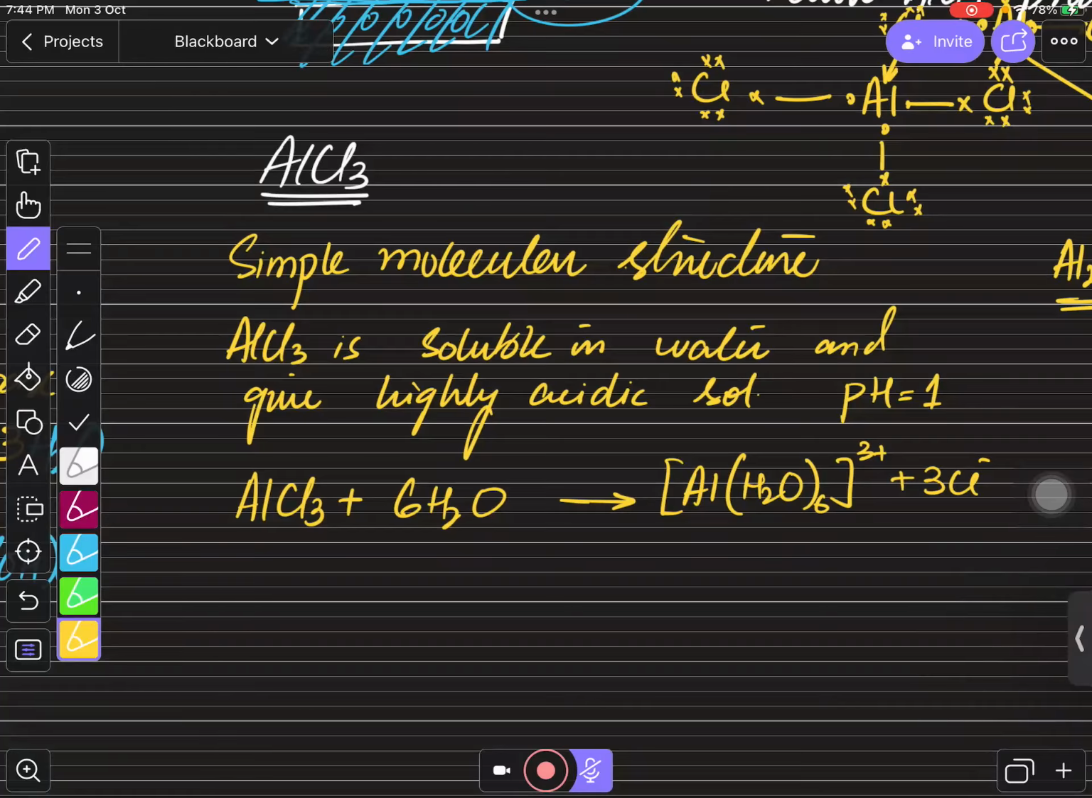Further dissolve this, so it will form what? It will form ammonium hydroxide plus HCl as well. That is why it is highly acidic. So it is also one of the very important elements, and the compounds of this are also very important to discuss, right? So you need to learn these for your exams, right?